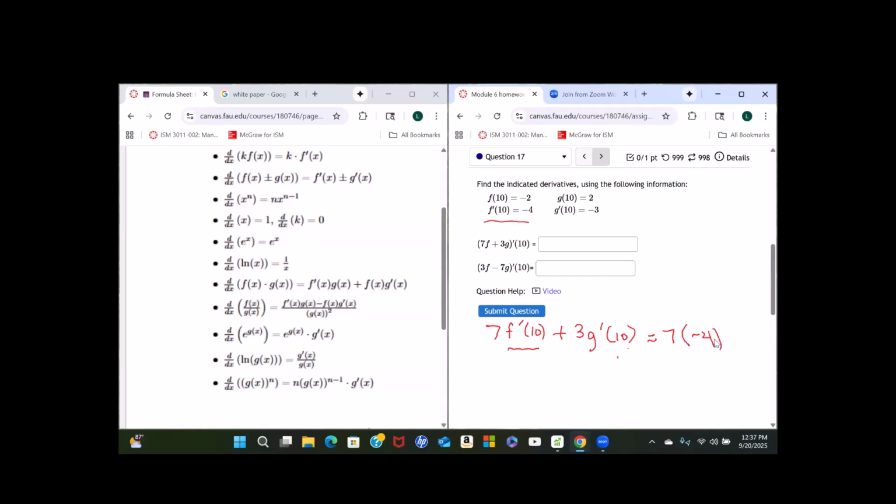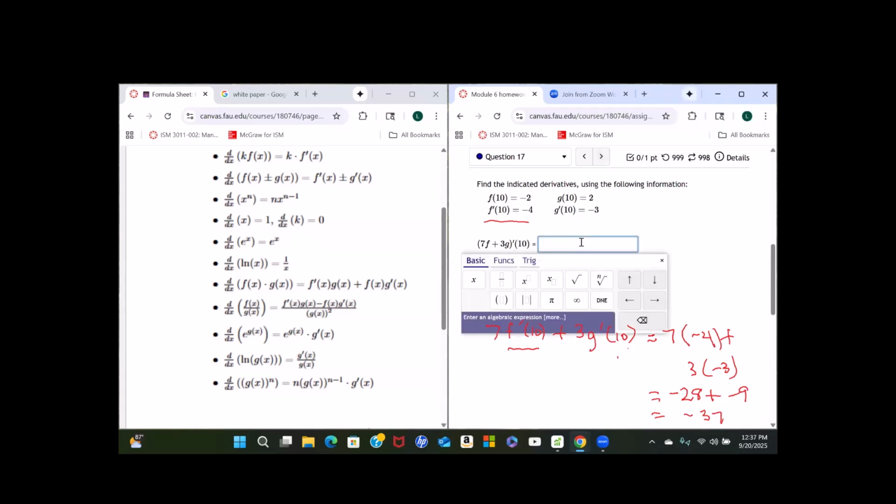You do the 3 times negative 3. 3 times negative 3. What do I do next? Then you multiply them together. And you get negative 28 plus minus 9. And then you get equals negative 37 as a total. And what does that do? That's the answer for the first one. That's the answer, exactly. That's it. It's over.